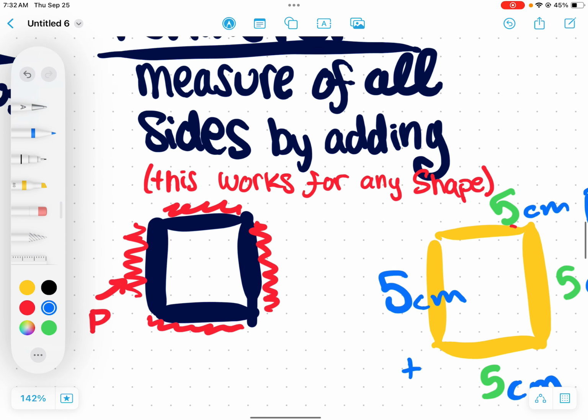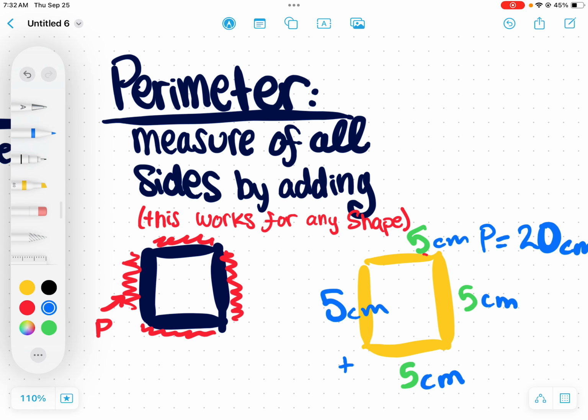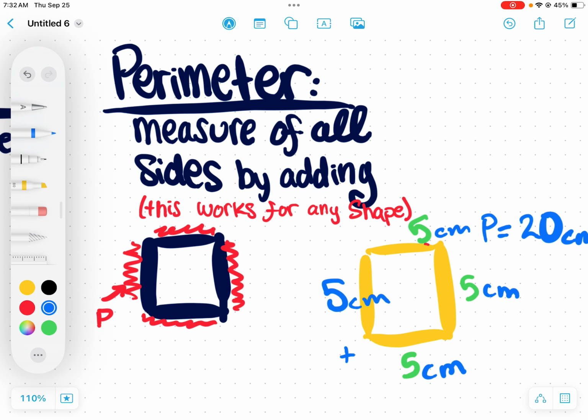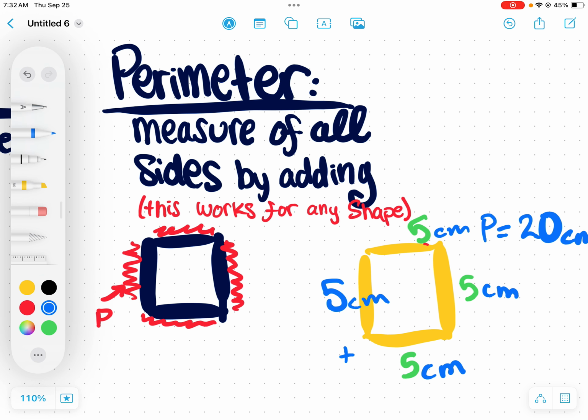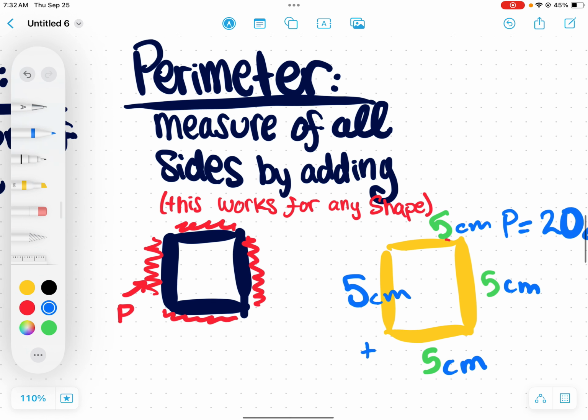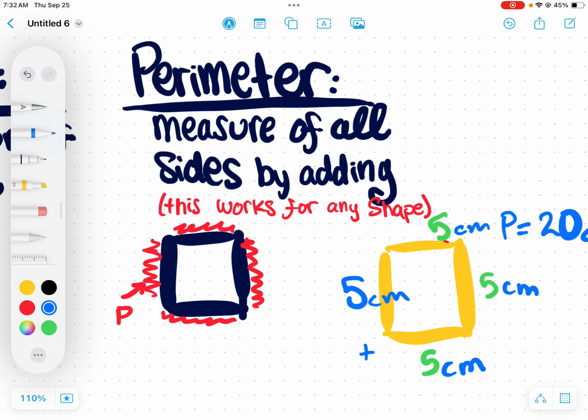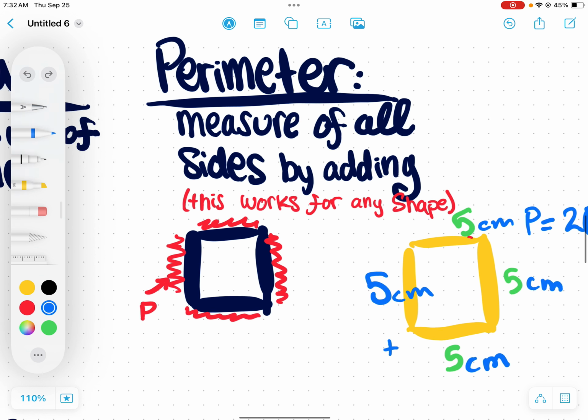The awesome thing about perimeter is it doesn't matter what shape it is. Perimeter is the same for any shape, whether it's a rectangle, a square, a pentagon, a diamond, a rhombus, an octagon. All you do to find the perimeter is add all of the sides together, okay? It's the outside of the shape. That's what this red is pointing to. All of the outside of the shape is our perimeter.